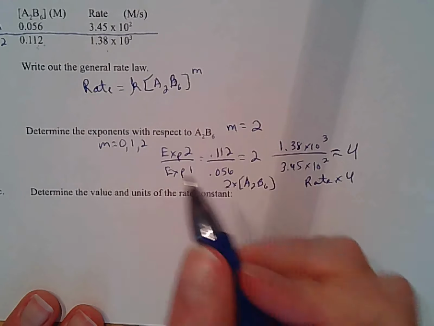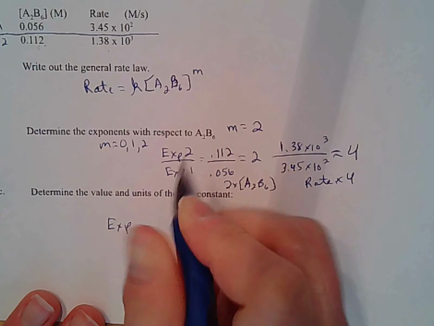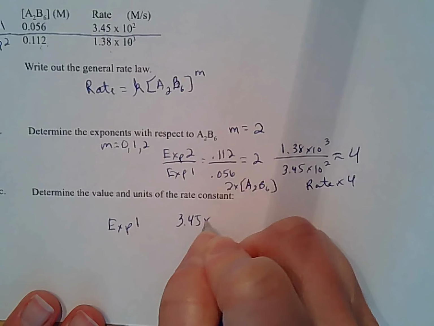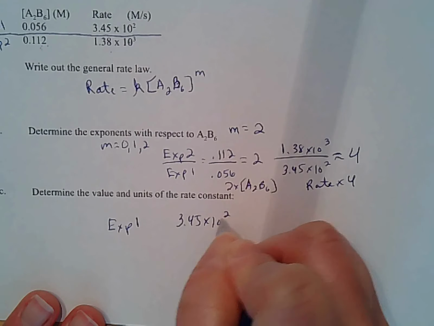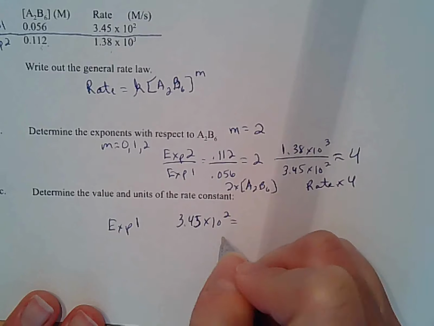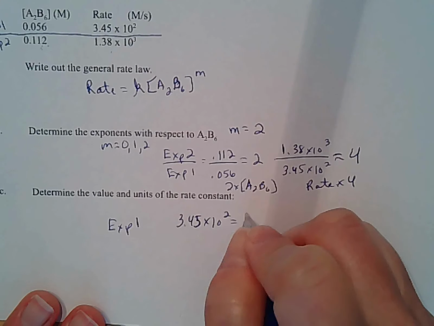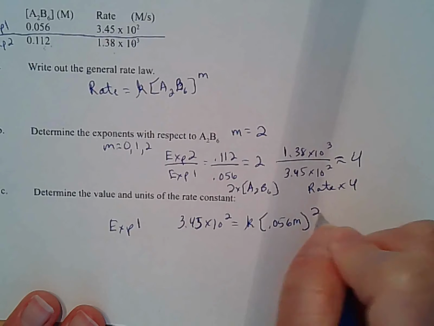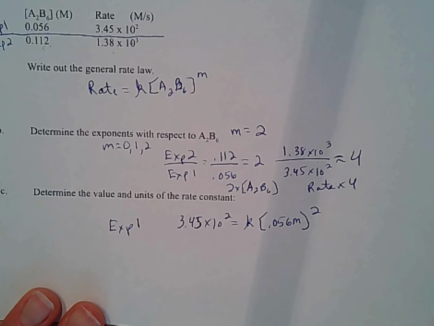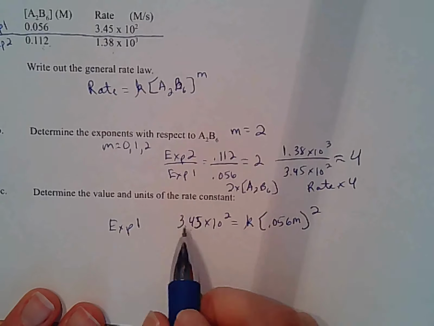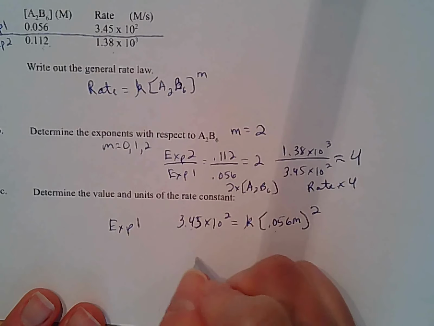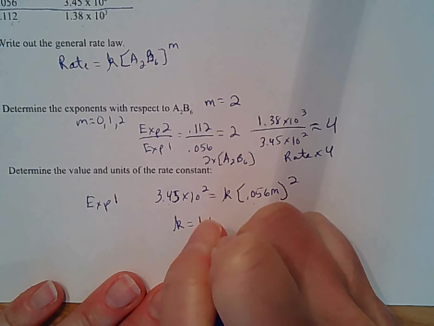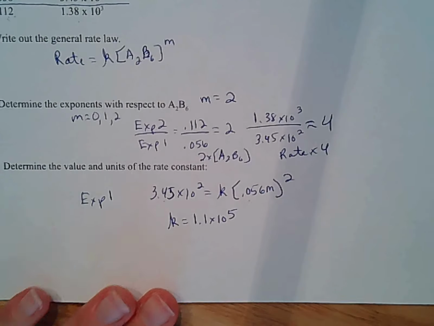Finally, I'm going to use experiment 1 to find my K. So I take 3.45 times 10 to the 2nd is equal to K times 0.056 molarity to the power of 2. I'm going to take this number and divide it by 0.056 squared. The math is never the hard part with these problems. You get a pretty big number, 1.1 times 10 to the 5th.